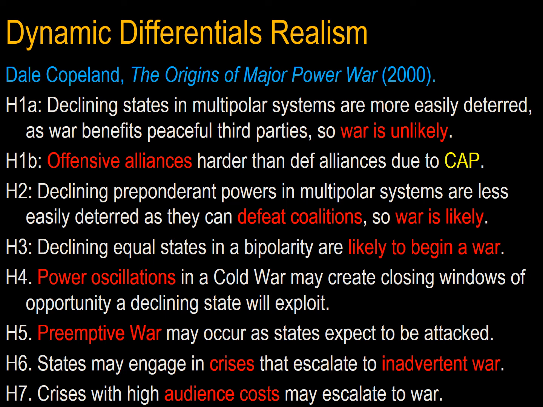Hypothesis 6. States may engage in crises that escalate to inadvertent war. And hypothesis 7. Crises with high audience costs may escalate to war. A crisis with a high audience cost is one in which the leaders have made a public commitment. Like in the US, the legislature has made a commitment to defend Taiwan. So if the US is going to be believed, these politicians might feel pressured to defend Taiwan regardless of the issue, and there could be a chain ganging event.